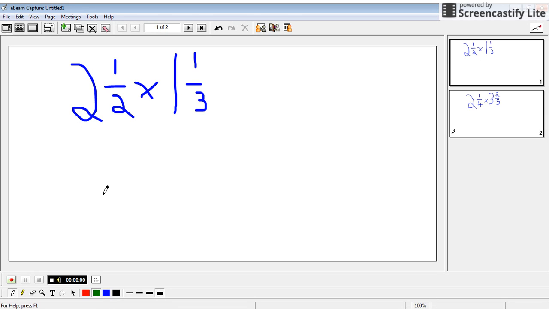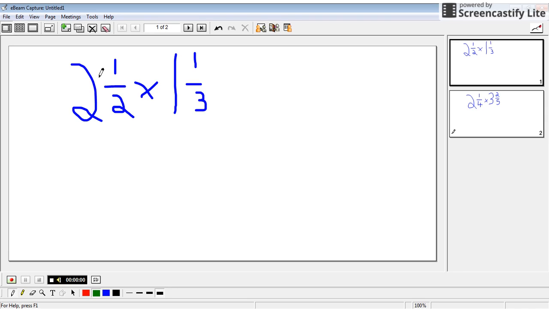Okay, so the first thing we got to do is we got to get rid of these mixed numbers. Let's change both fractions to improper fractions. So I'm going to ask you to pause it and try and change these mixed numbers into improper fractions. Okay, let's see how well you did.